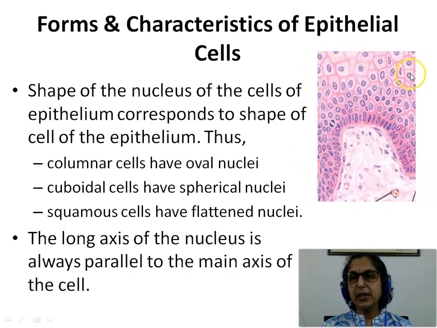Now, as we see here, a diagram of epithelium, this is the basement membrane. These are epithelial cells of the basal layer. As we can see that the nucleus is oval, so we assume that the cells are going to be columnar. Similarly here the cells are showing a rounded nucleus, so these cells will be polyhedral or cuboidal cells.